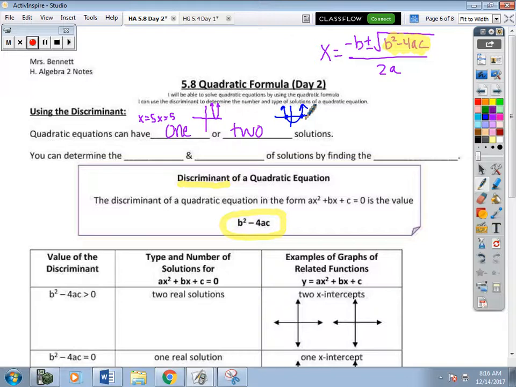It also could have two imaginary solutions, which we know would have our i in it, like 2 plus or minus 3i. So you can determine the number of solutions and the type of solutions by finding this value, your discriminant. So we're either going to have two real solutions, one real solution, or two imaginary solutions.